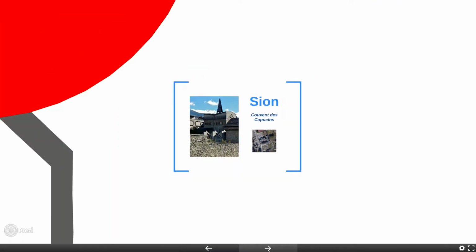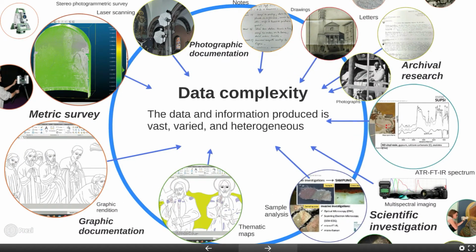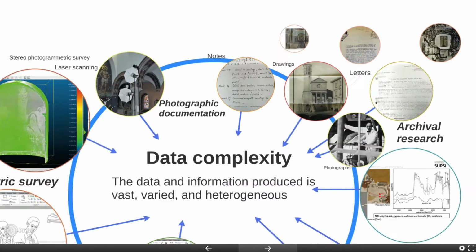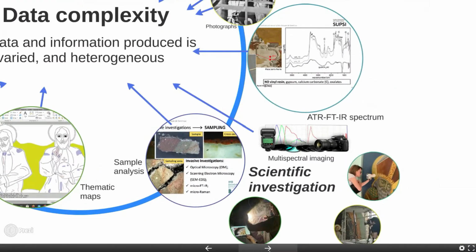Organizing the documentation in such a project is a complex activity in itself. The data produced is vast and varied. We have a huge amount of historical documents from the archival research, photographic documentation, 3D models, orthographic images, and the graphic documentation with dozens of layers describing the materials, the execution techniques, the state of conservation, and the signs of previous interventions. Finally, we have scientific investigation like multispectral imaging, observation with a portable microscope, non-invasive investigation like X-ray fluorescence spectroscopy, infrared spectroscopy, and lab analysis carried out on collected samples.